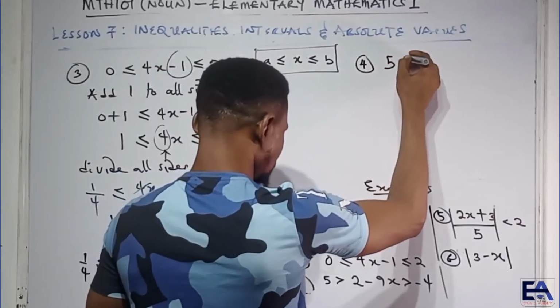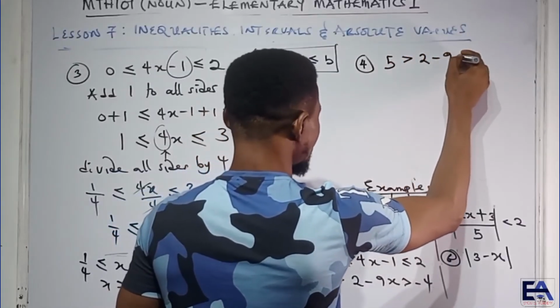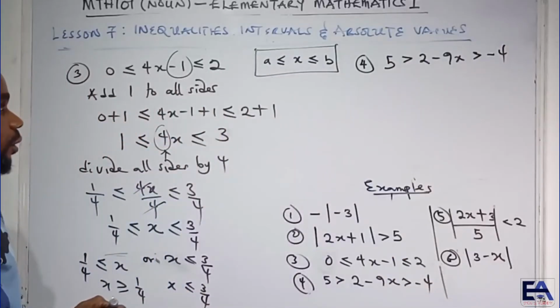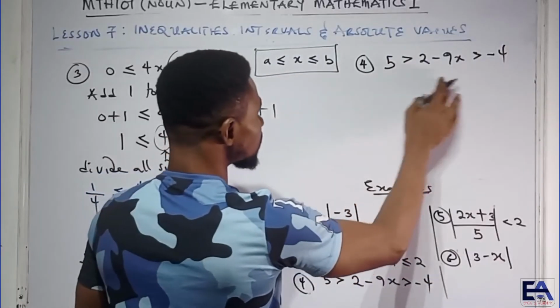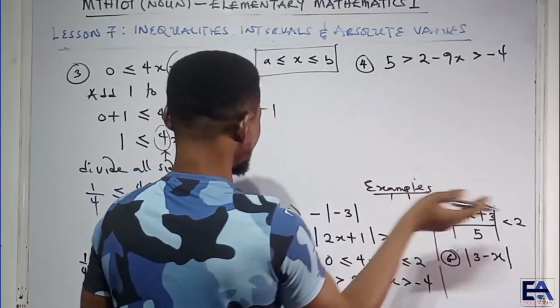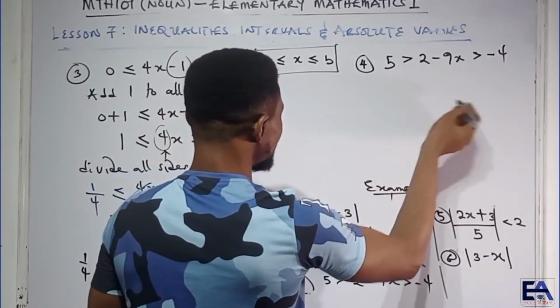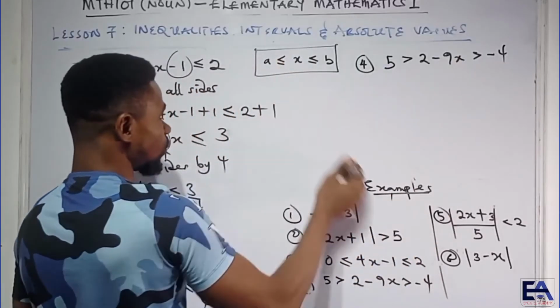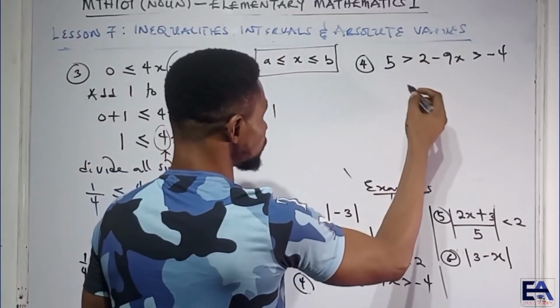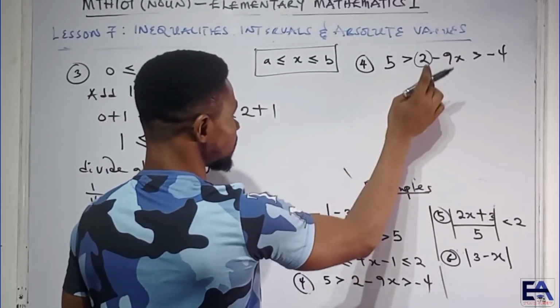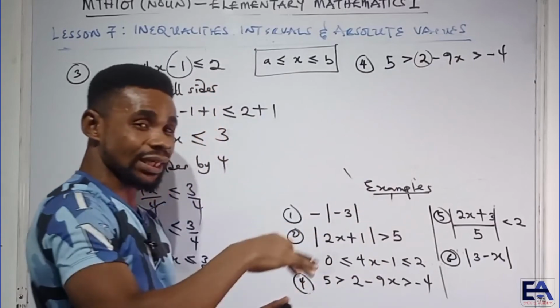So we have 5 greater than 2 minus 9x, and then greater than minus 4, okay? To go on with this, you just do the same thing that you've been doing. Find every means to remove whatever is disturbing the x, just to achieve this kind of picture. The very first thing that you're going to do now is, because 2 is here, you subtract 2 from all sides because it is positive, so you apply the negative 2.